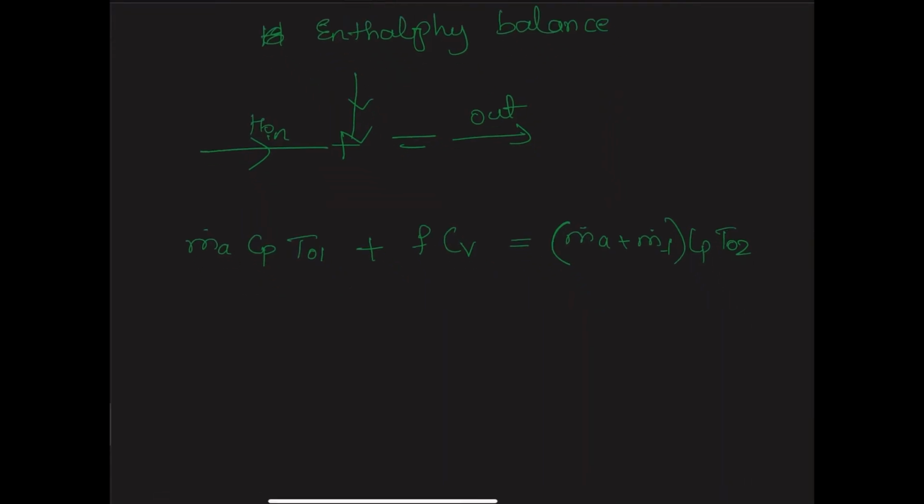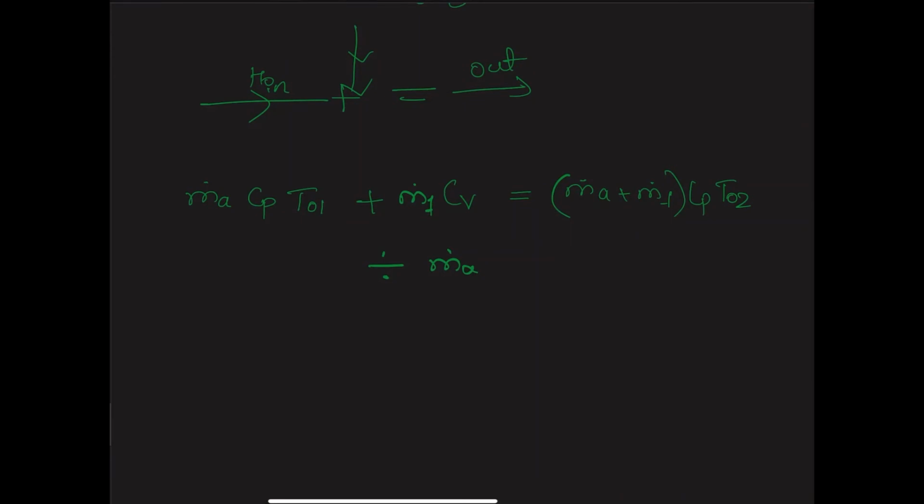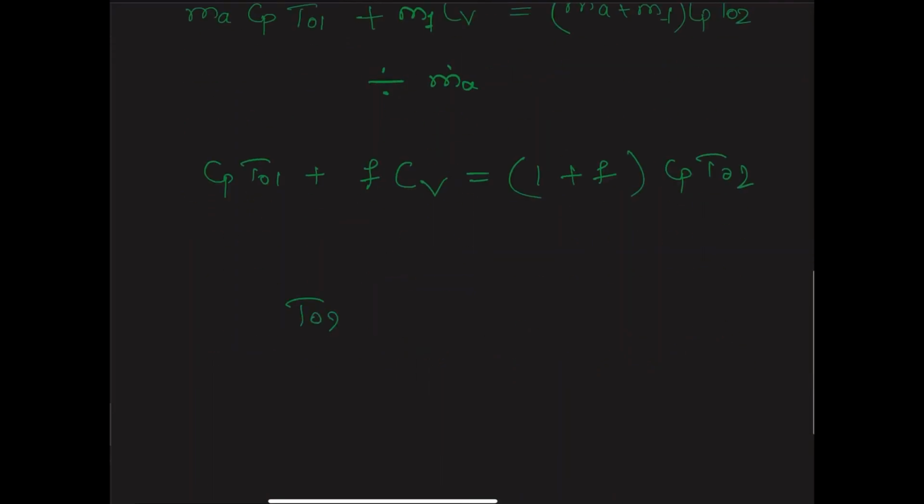So what we can do, we know F. Actually here one mistake. This should be mass flow rate of fuel. Okay, now if you divide the equation by mass flow rate of air, you will get it as Cp into T01 plus mass flow rate of fuel divided by mass flow rate of air, which is nothing but F into Cv, and this will be 1 plus F Cp into T02. So T02 can be written as Cp into T01 plus F into Cv divided by 1 plus F into Cp.